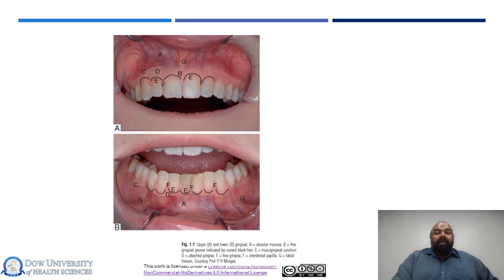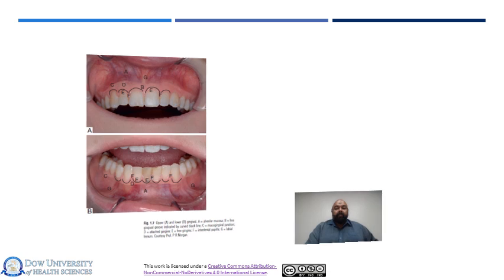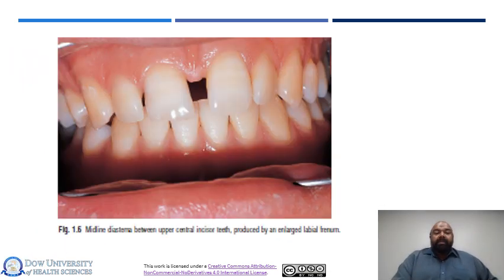Okay, so this is just another picture showing us the alveolar mucosa and the significance of the attached gingiva. So we have already discussed where this midline diastema takes place because of the lower attachment of the labial frenum.